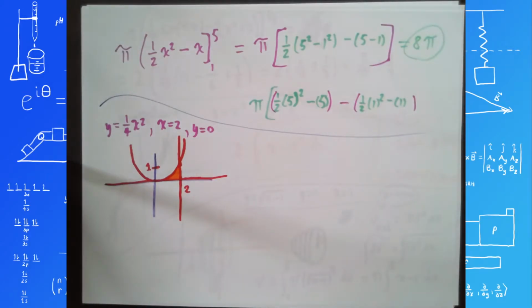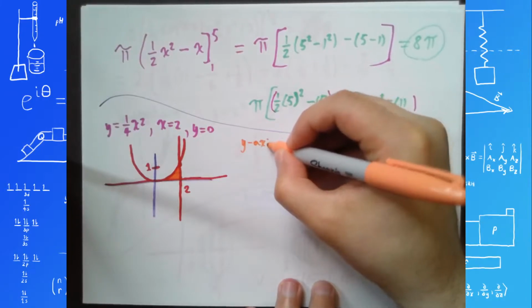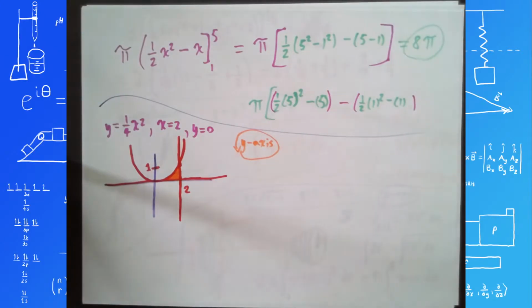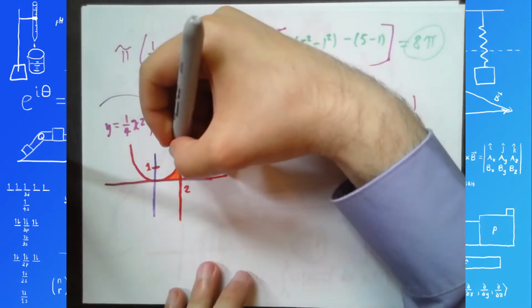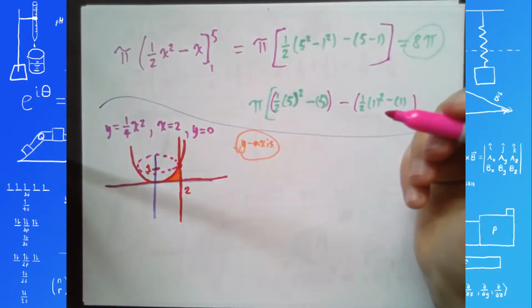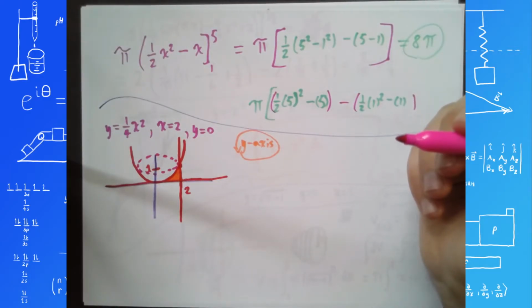Oh, and I forgot to write, they said it was rotated around the y-axis. Okay, so it's being rotated like so. Interesting. So it looks like we're going to have a big hole in this shape.